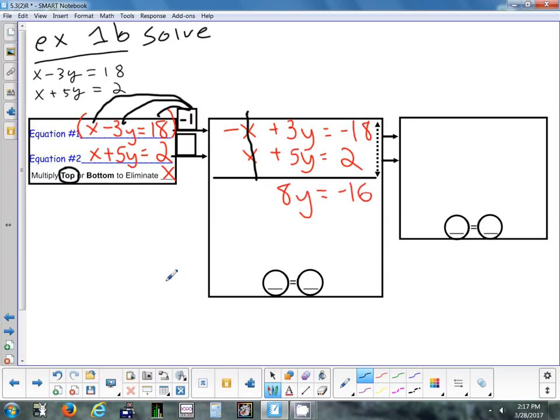Bobcat. You got it. Divide by what? The 8. Awesome. What am I going to write here? Negative 2. Y equals negative 2. Excellent.